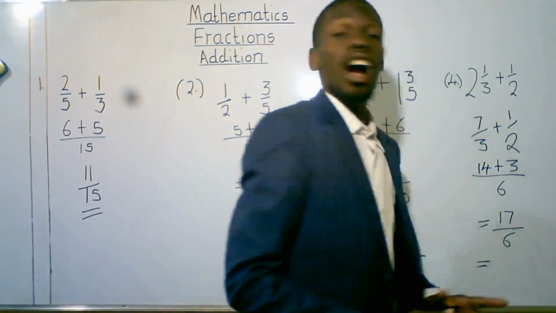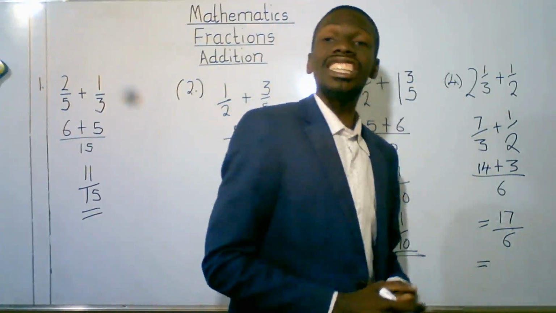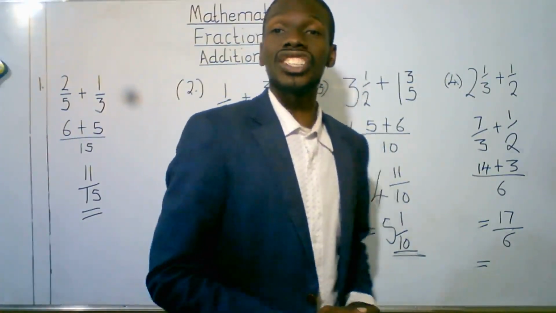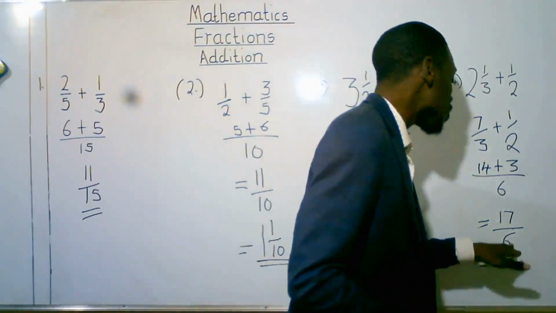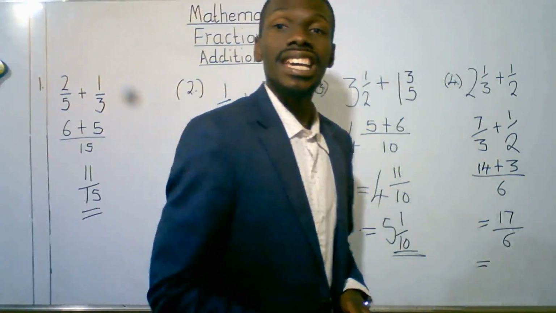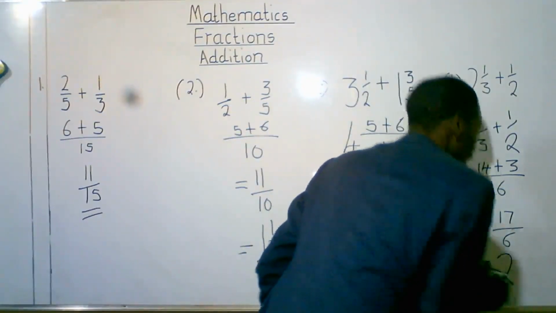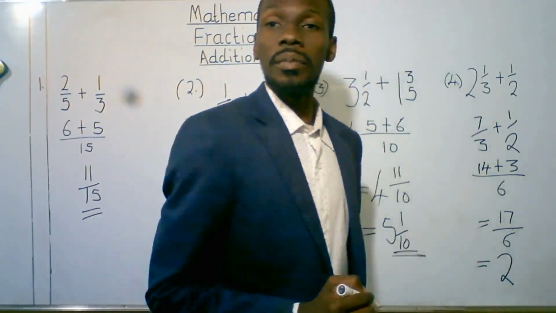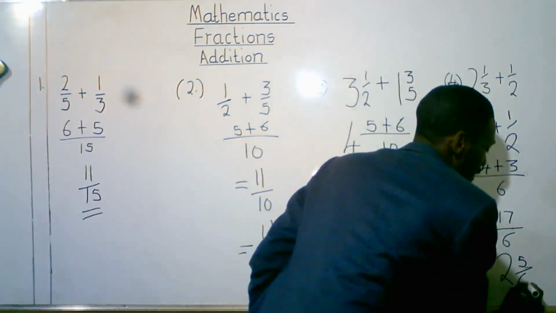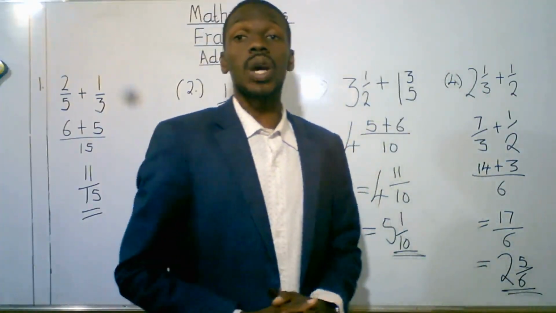Our fraction is improper. What are we going to do? We need to convert it into a mixed fraction. How are we going to do that? We say, how many times does 6 go into 17? It is 2 times. What is our remainder? 5 over 6. We have solved our fractions without challenges.